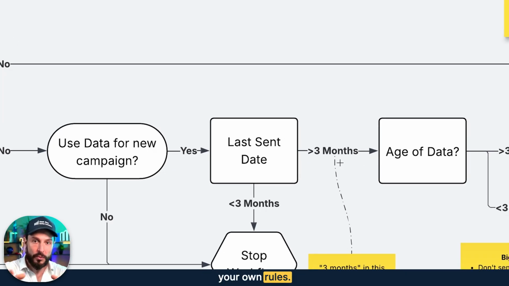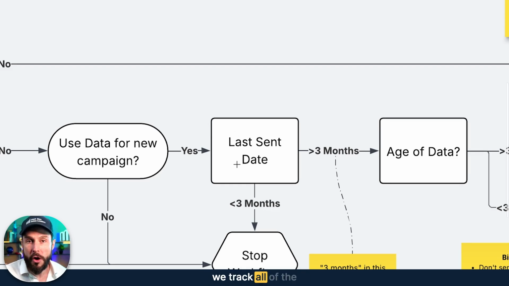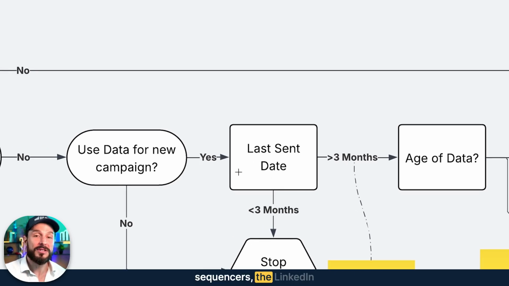I'm sure you have your own rules. Maybe it's every 60 days, maybe it's every 90 days, maybe it's every 180 days. I don't really have a preference for you, but I'm letting you set your own preference. Within Clay, because we track all of the responses from the sequencers, the LinkedIn automations, even your phone call dialer, your CRM dialer, we can know when it was last contacted, the person that you're trying to reach.